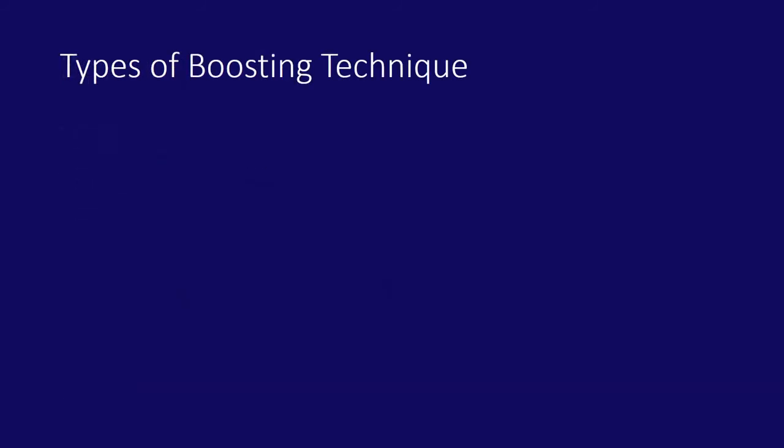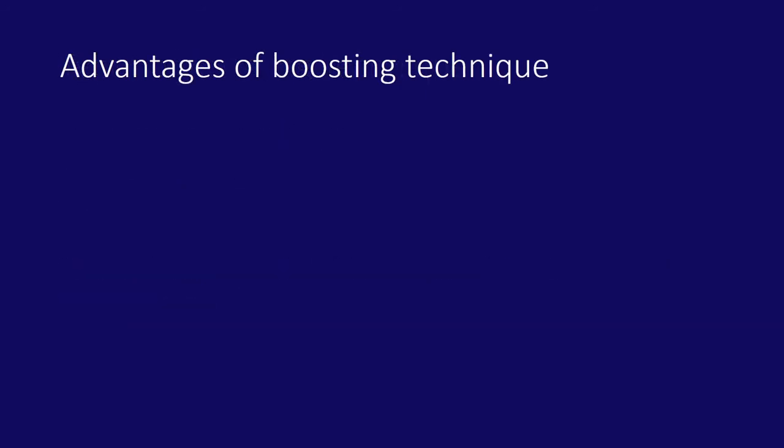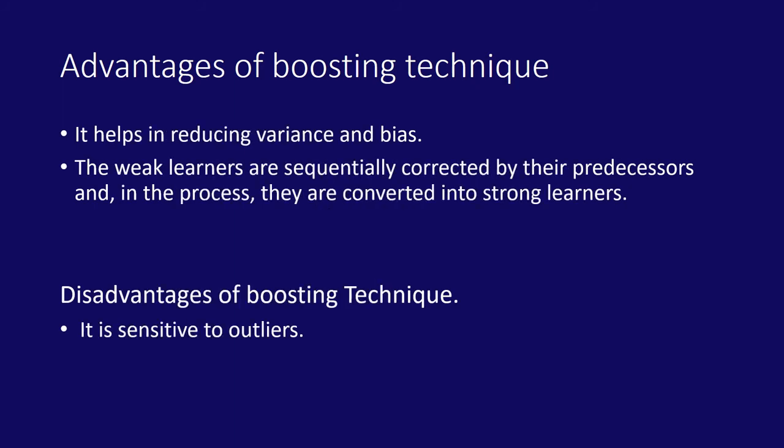Types of boosting technique: adaptive boosting or AdaBoost, gradient boosting, extreme gradient boosting. These techniques have their different approaches to solve the problem. We will do practicals in depth in other videos. There are advantages of the boosting technique. It helps in reducing variance and bias. The weak learners are sequentially corrected by their predecessors and, in the process, they are converted into strong learners. A disadvantage of boosting techniques is that it is sensitive to outliers.